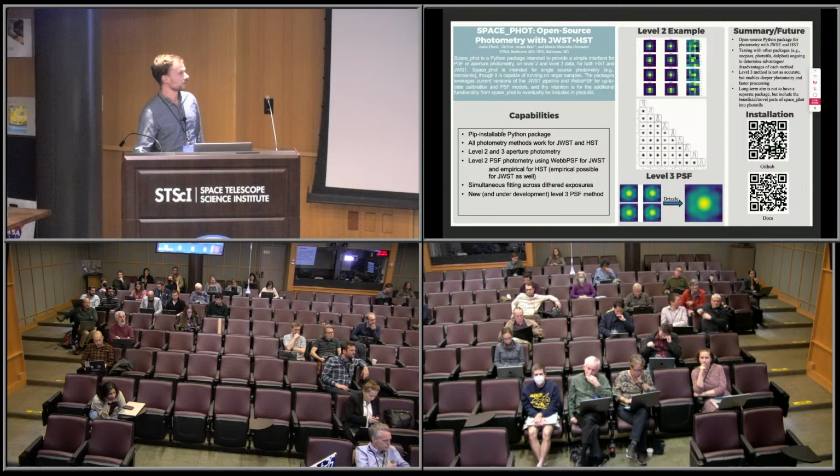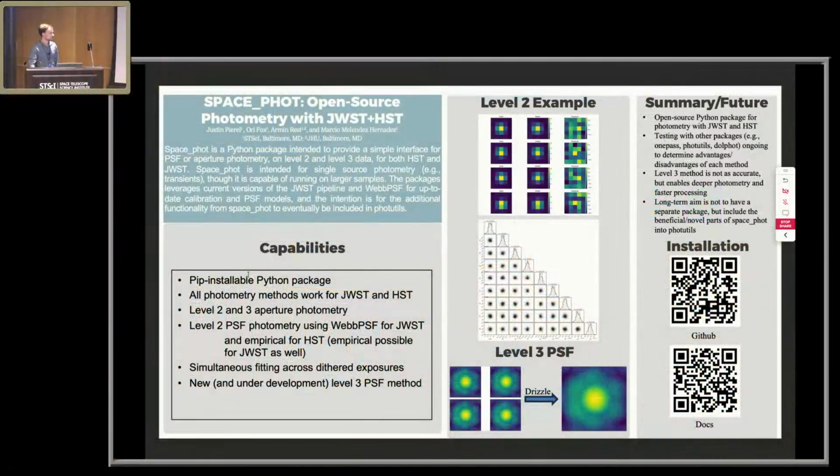Okay, I'm Justin Pierel. I'm an Einstein Fellow here working in the Transient Science group, and I'm going to talk a little bit about more photometry, which everyone's very excited about. This basically came about from very early on, similar to what Armin was saying, frantic coding, right when the data was coming out. And I and other people in our group were finding that it was difficult to just get an image and get some photometry for JWST.